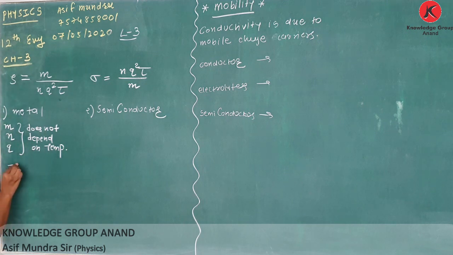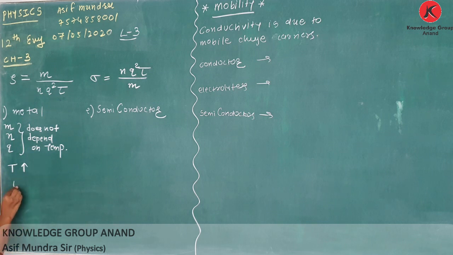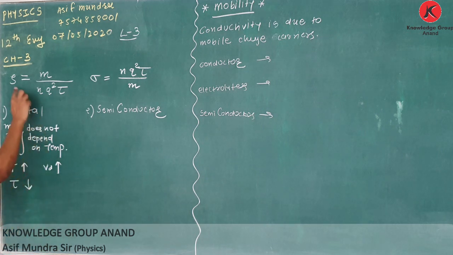How? See, if temperature increases, it means the energy of electrons increases and their speed increases. Speed increases, so to move from one point to another point it takes a small time. So the relaxation time tau decreases. Clear about this? Again, as temperature increases, their energy increases, meaning drift velocity increases and their relaxation time tau decreases. What is the relation between relaxation time tau and resistivity? Inversely proportional. So if relaxation time tau decreases, resistivity increases.